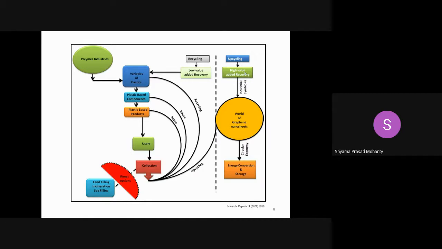So we have here high value added recovery, and we can have industrial symbiosis. That means some industry is preparing some materials from the waste or the byproducts of another industry, and it will be utilized as a precursor or raw material for some other. So in this regard, we have different types of carbon materials which have been derived from different types of plastic waste, and they have been utilized in energy conversion and storage, and this is a part of the circular economy.